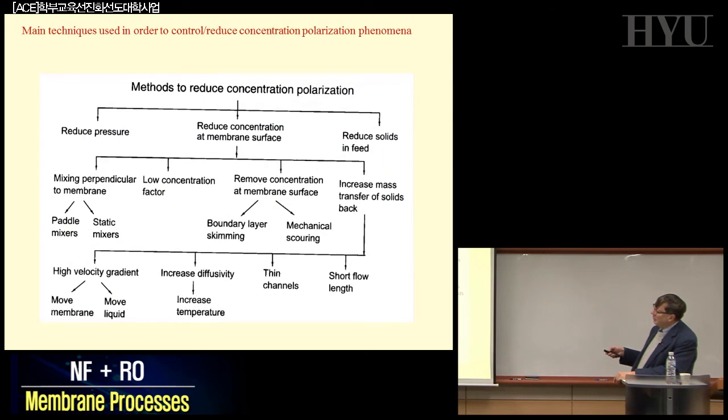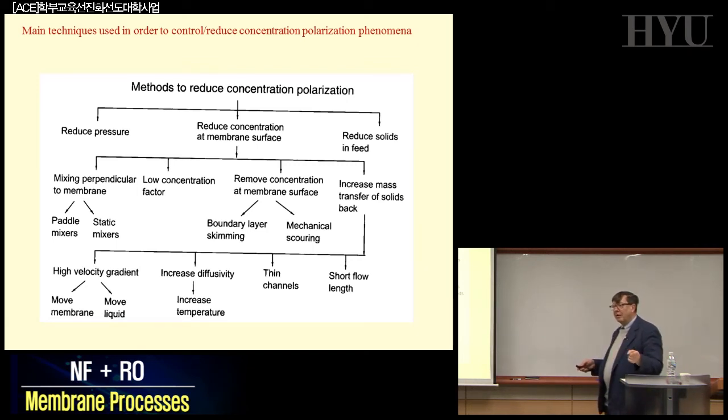Basically, the methodologies to reduce concentration polarization are different. This is very important, because you have to understand what is happening. Reducing the pressure is one of the best ways of doing it, or reducing the concentration at the membrane surface, or reducing solids in the feed. These are the three basic approaches. Reducing pressure is the most interesting one, but it is exactly the opposite of what people normally do if they don't understand the problem.